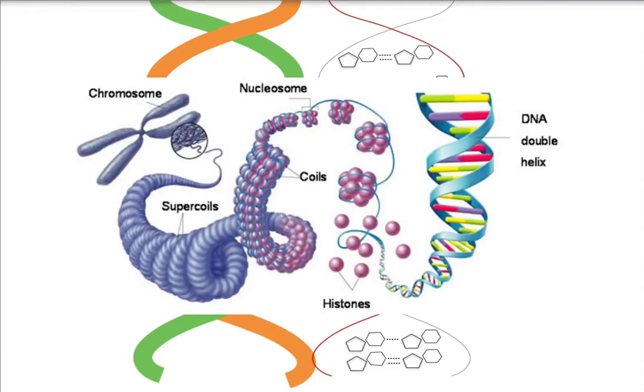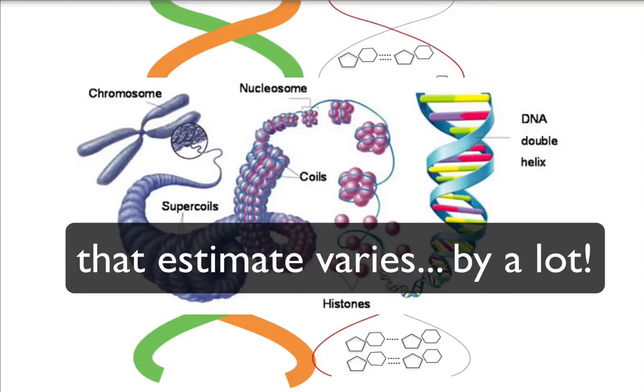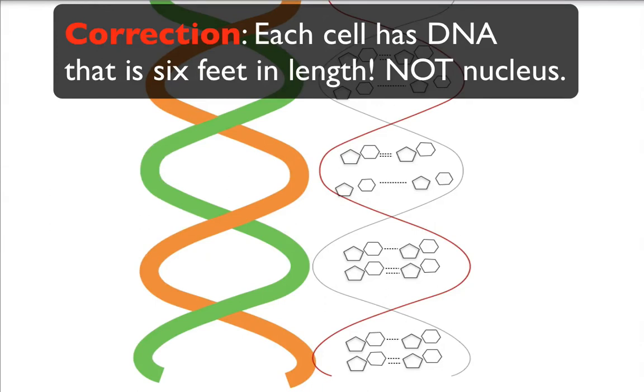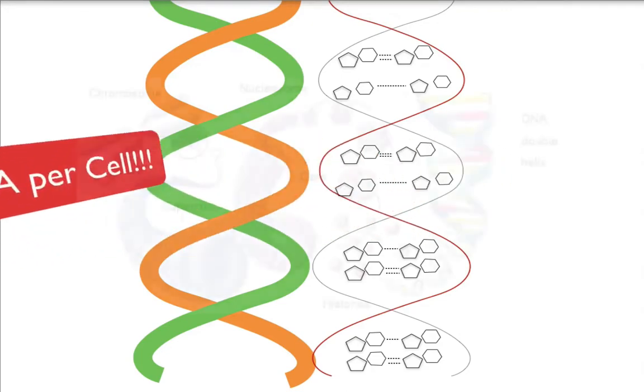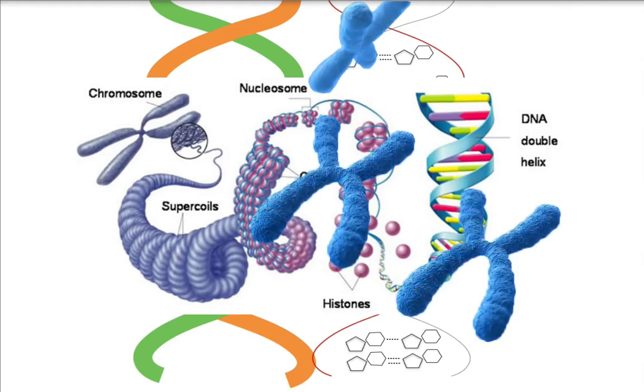You have about 37.2 trillion cells, and each one of those cells has a nucleus with DNA that is about 6 feet in length. So we're talking about quite a bit of information tightly wrapped around those chromosomes. In fact, the technical term is that they're supercoiled. You'll notice that the DNA is wrapped around proteins called histones. So they're supercoiled, super tightly wrapped around those proteins, and bunched up in those little X shapes, your chromosomes.